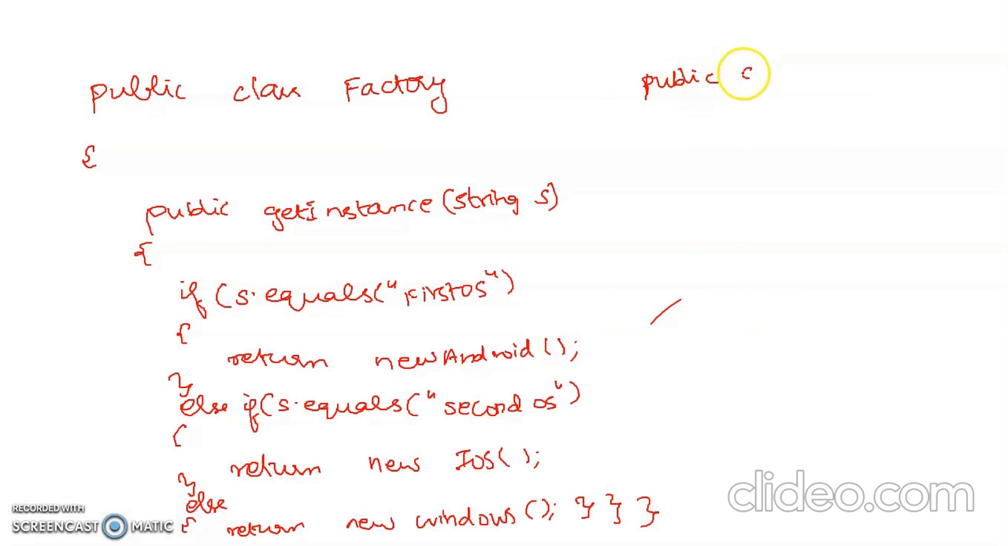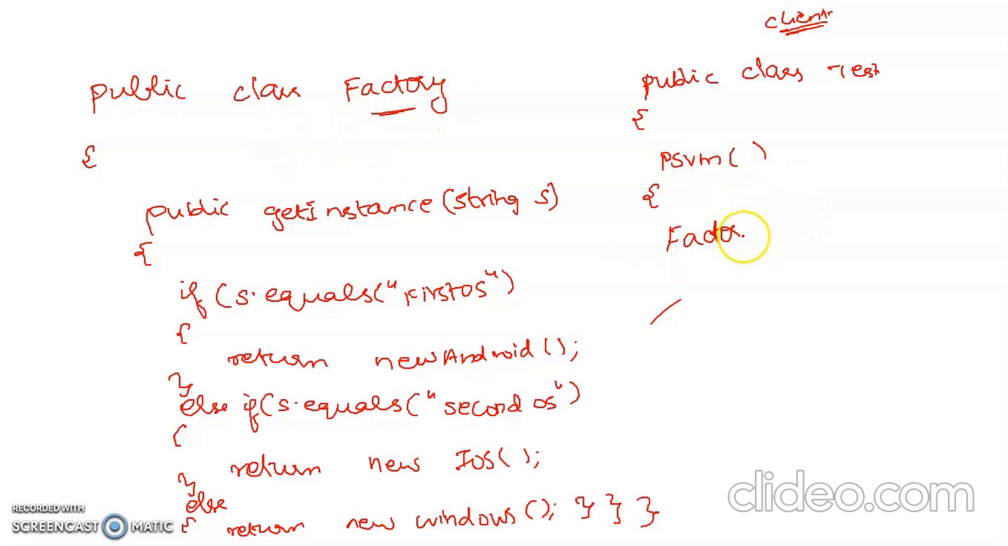Public class Test, public static void main of String args. This is my client, and I should not expose my implementation class to the client. So for that I'm going to use a factory object equal to new Factory. Here I am returning the operating system class, so the return type is OS, and I am passing a string in the getInstance.